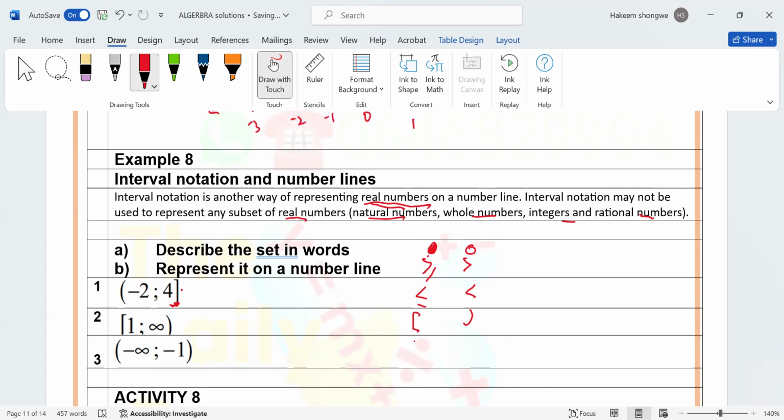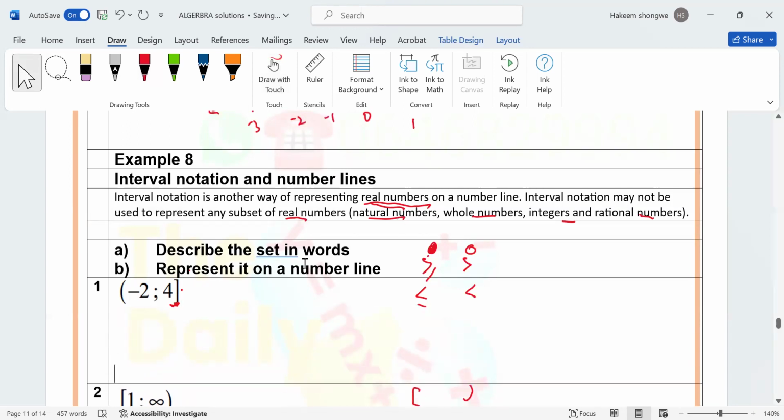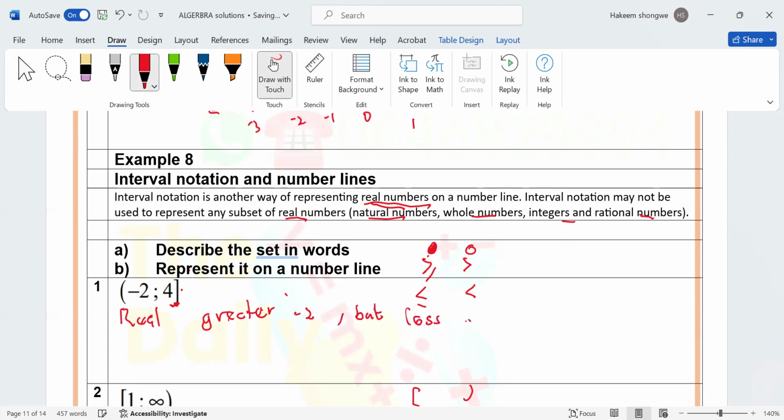Now, I'm going to take this example and describe it in words. What does this represent in words? If I were to describe it in words, I'm looking for real numbers. Remember, when we use interval notation, we can't talk about integers or whole numbers. It's only real numbers that are going to be represented there. So this one means that you have real numbers that are greater than -2, but they are less or equals to 4.